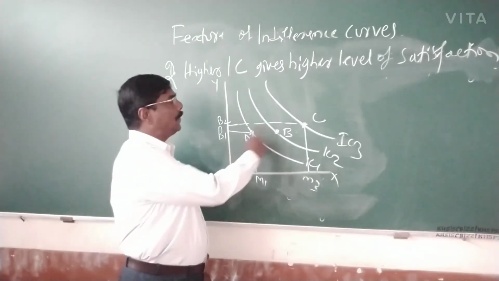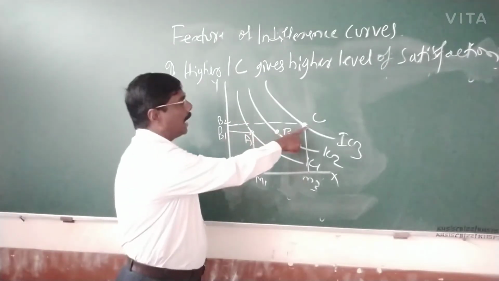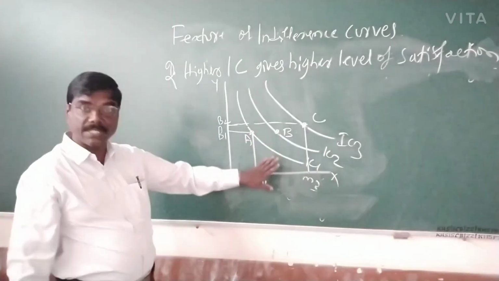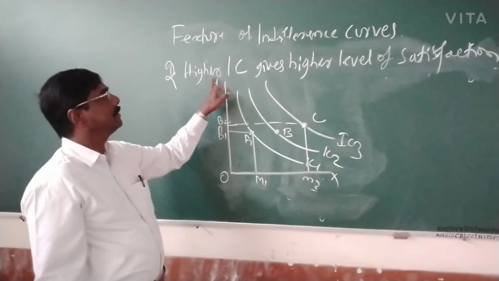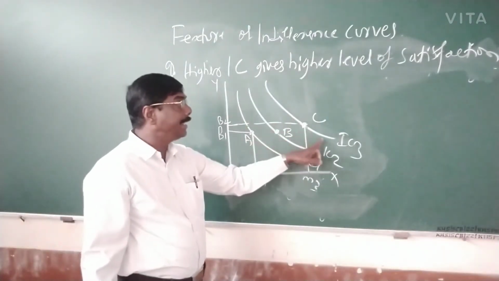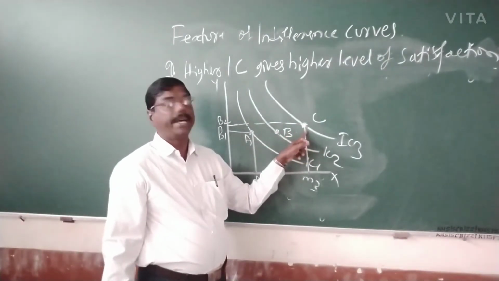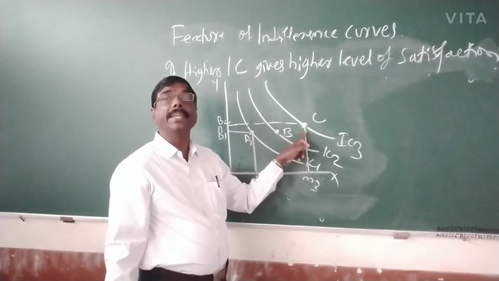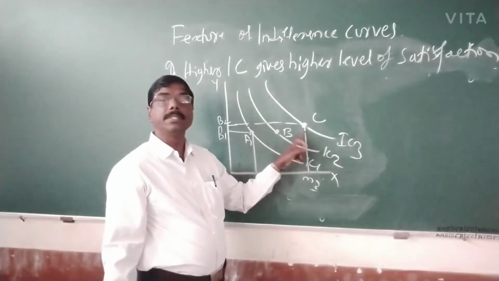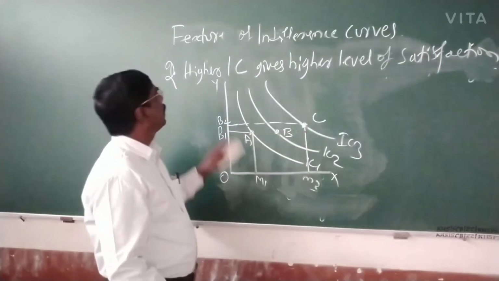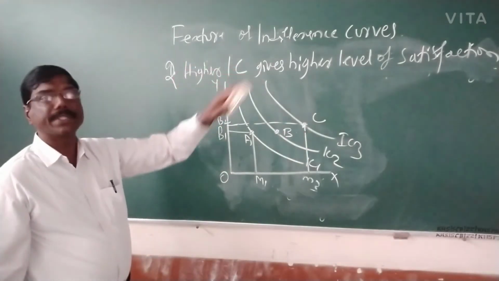So in this diagram, IC3 is the higher indifference curve. Any combination lying on IC3 gives the higher level of satisfaction to the consumer. This is the second feature of an indifference curve.